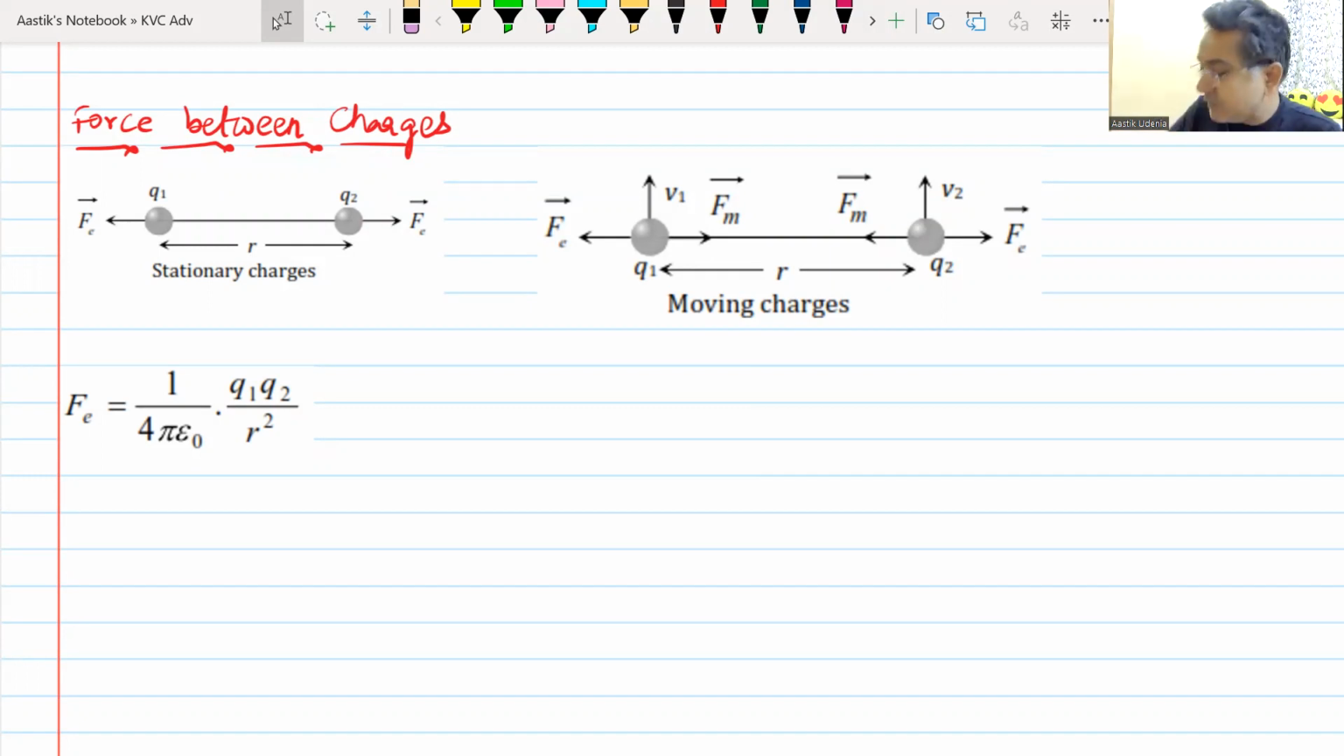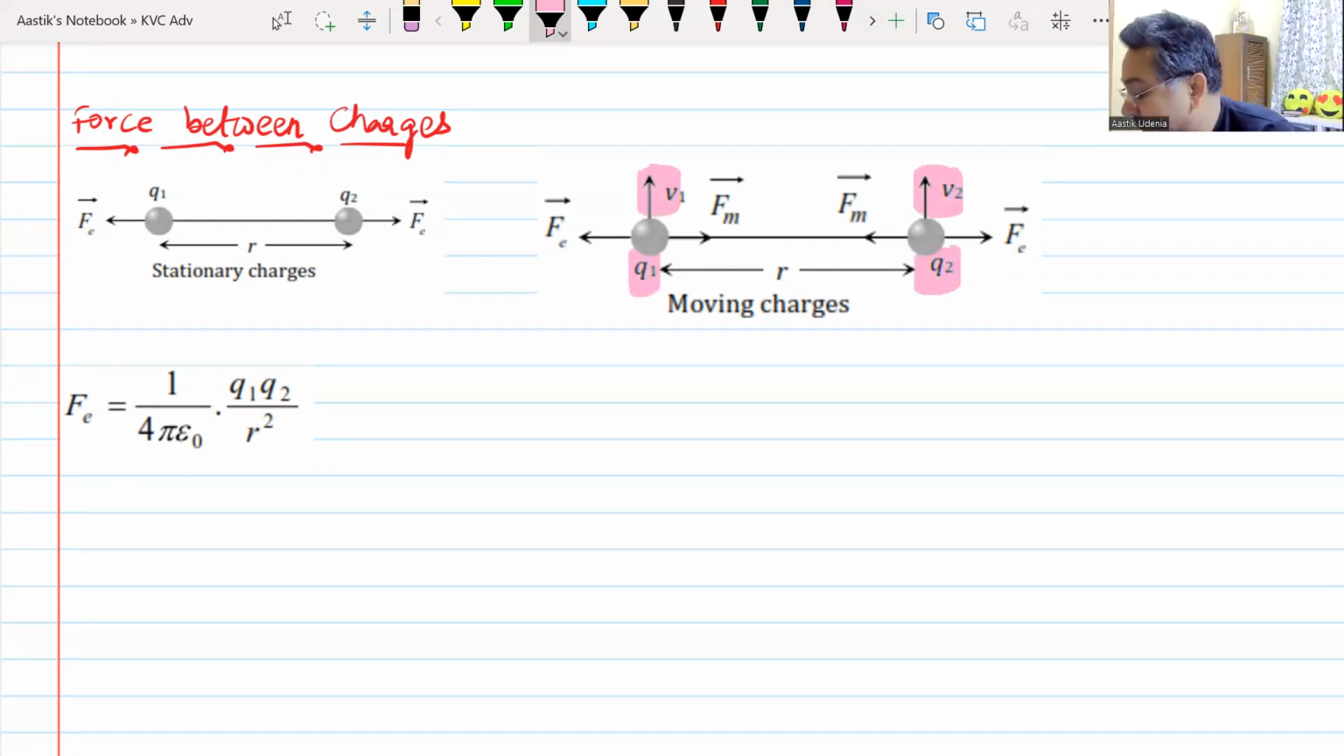Now remember, if these two charges are like charges, and they are moving in the same direction, they will again be attracting each other. We can easily understand this. Now, this magnetic force will be attractive. Can anyone tell me what would be the formula of this magnetic force between the two particles, having charges q1, q2, moving at velocities v1 and v2?